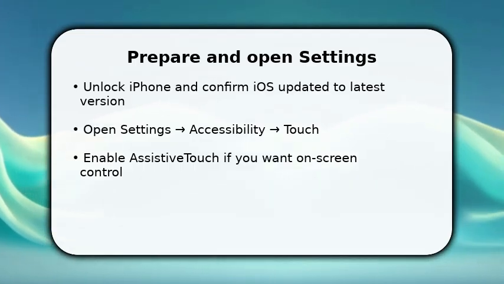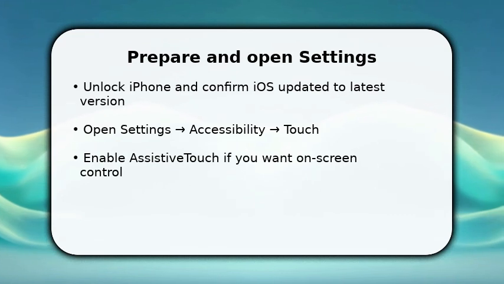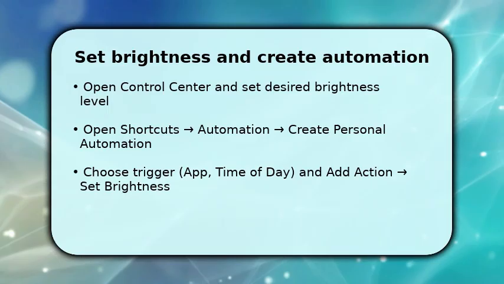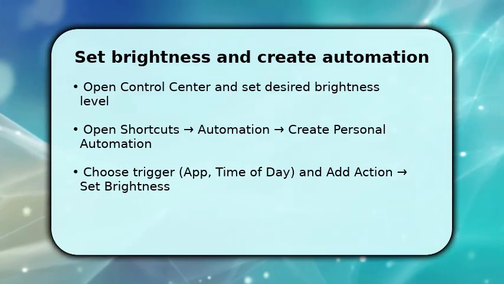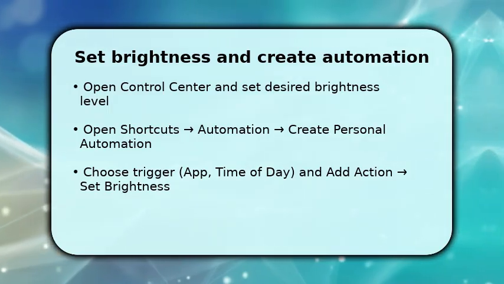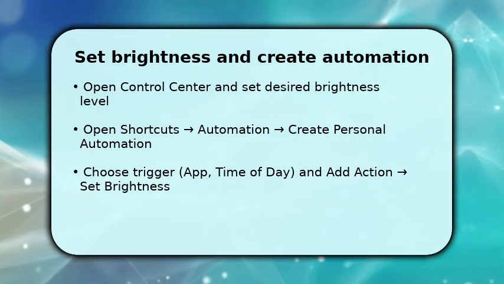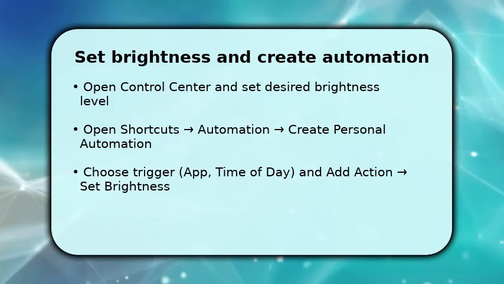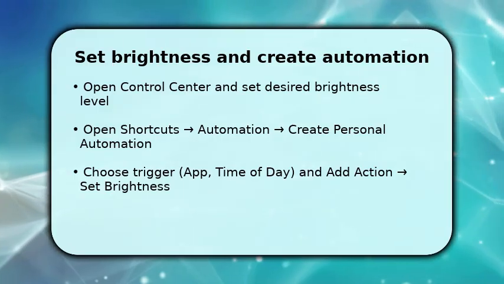Next, I'll show you how to set a fixed brightness using Control Center. With your brightness set in Control Center to the exact level you prefer, move into Shortcuts to build an automation that preserves it. Tap Automation, then create Personal Automation and pick a trigger such as opening an app or a time of day. This ensures the phone resets brightness when you want.